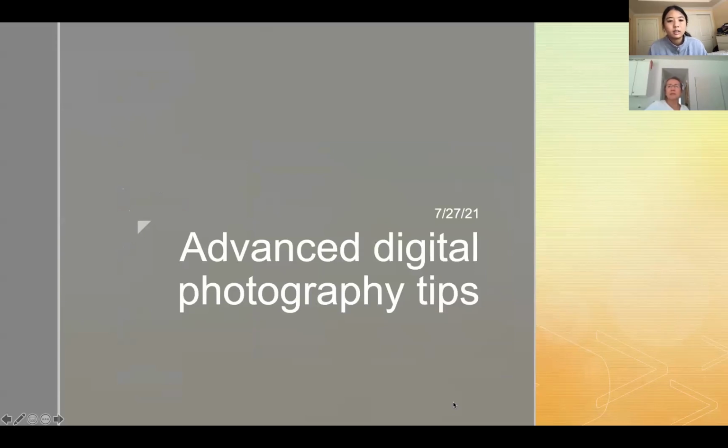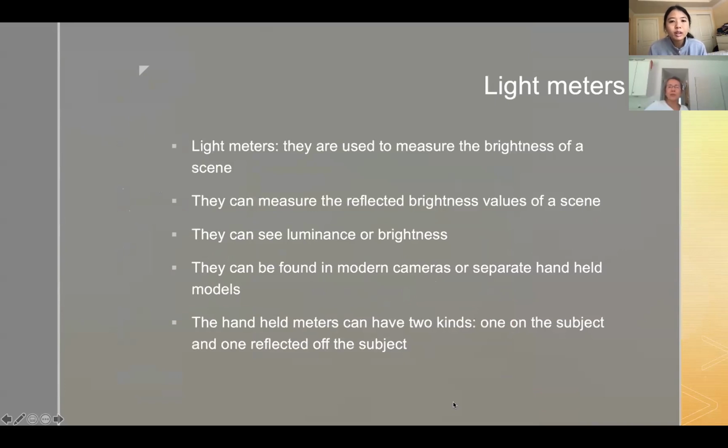Okay, hi. Today I'm presenting advanced digital photography tips. First, I want to talk about light meters. Light meters are used to measure the brightness of a scene. They can measure the reflected brightness values of a scene. They can see luminance or brightness, and they can be found in modern cameras or separate handheld models.